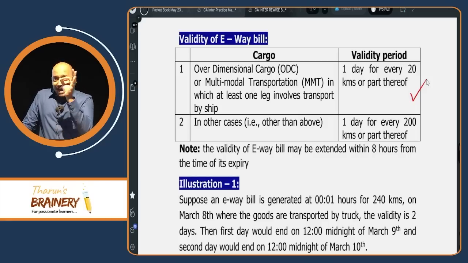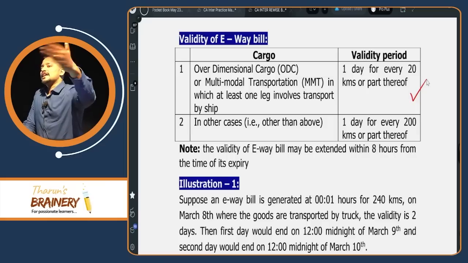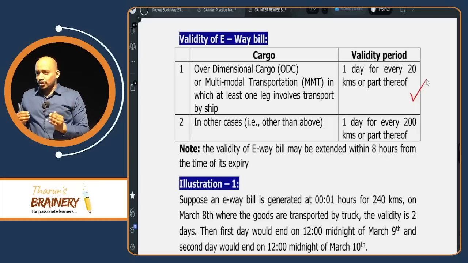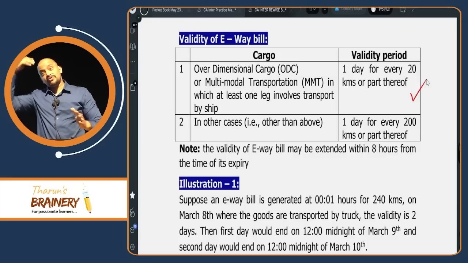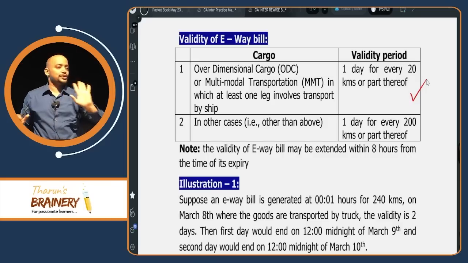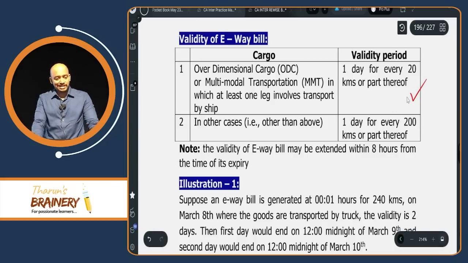Okay. 485 divided by 20. 24 point something. It should be taken as 25. Any part thereof should be taken as the next number. So 24.1, 24.3, 24.5, 24.8, whatever may be the part thereof, it should be taken as the next number. So therefore, 1 day for every 20 kilometers or part thereof.